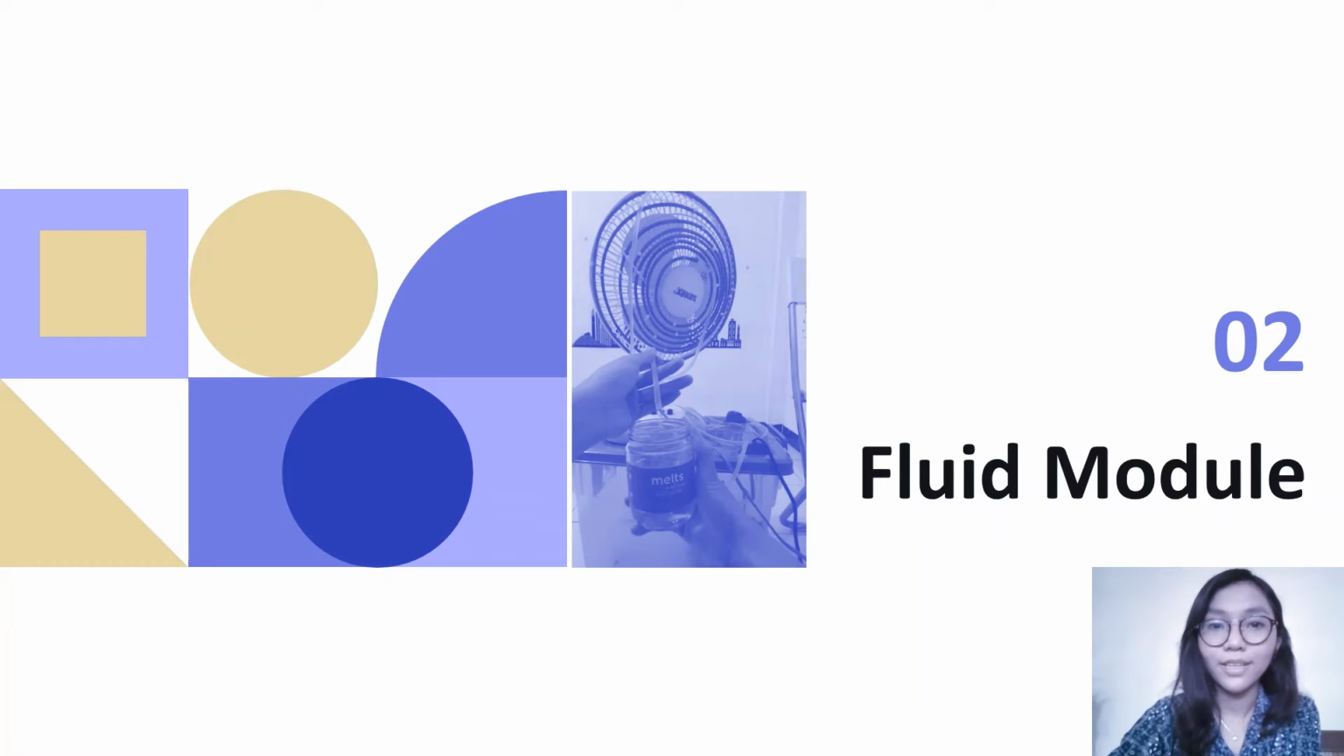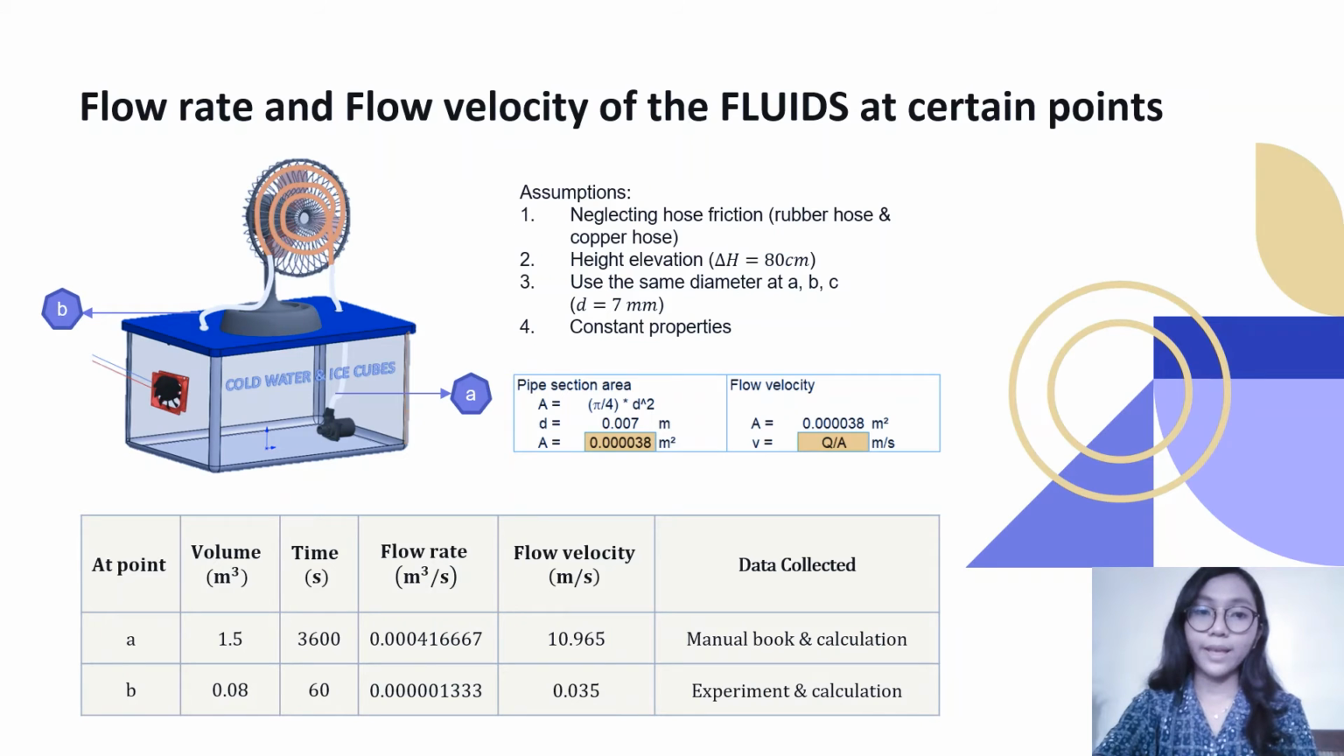After finishing the previous chapters about the laboratory greetings and the assembling process, I'm going to analyze the fluid, the water flow inside the hose. We're expecting to compare the flow rate and the flow velocity at some points along the hose. Flow rate and flow velocity at point A and point B are the objective in this slide.